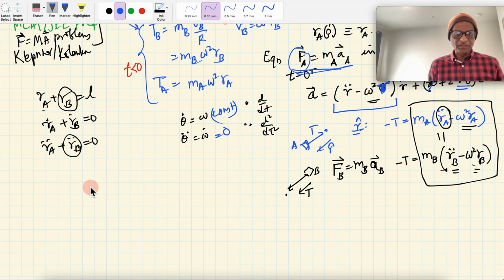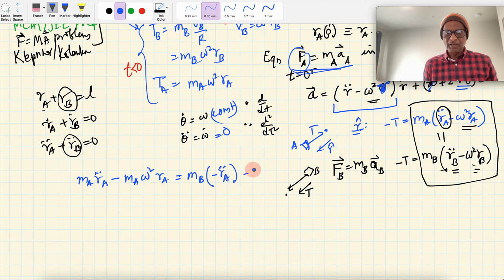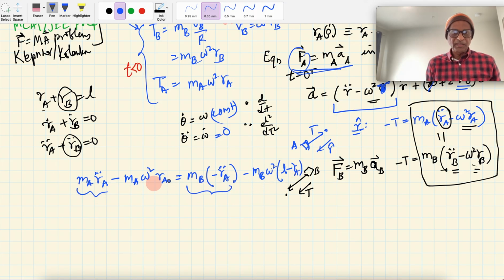All right, we got the algebra now. So we have M_A r_A double dot minus M_A omega square r_A equal to M_B times r_B double dot, which is minus r_A double dot, and this is minus M_B omega square. This is L minus r_A. Of course, these guys we bring together. So we have (M_A plus M_B) r_A double dot and everything else on the other side.